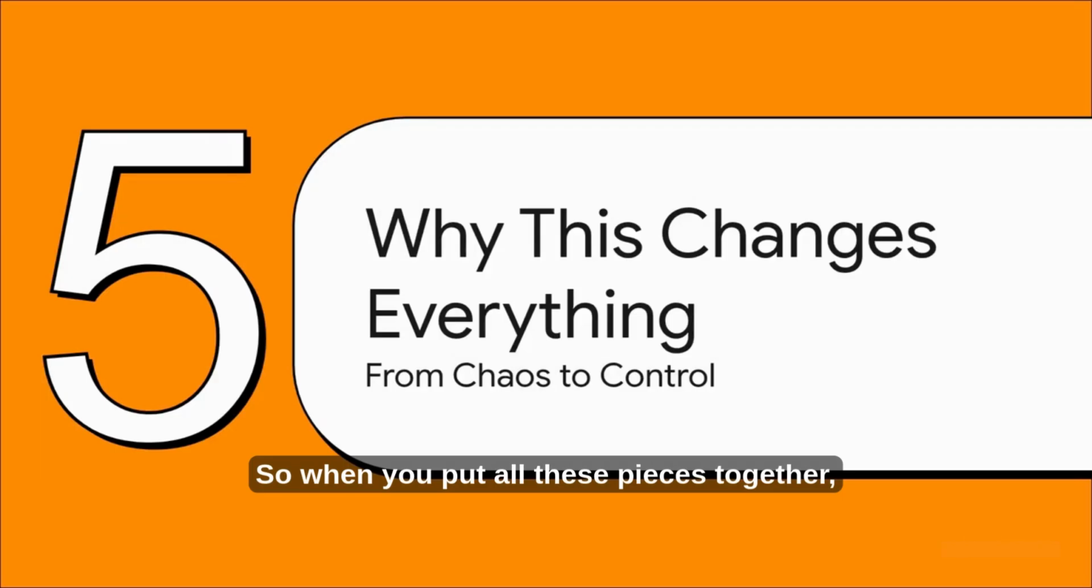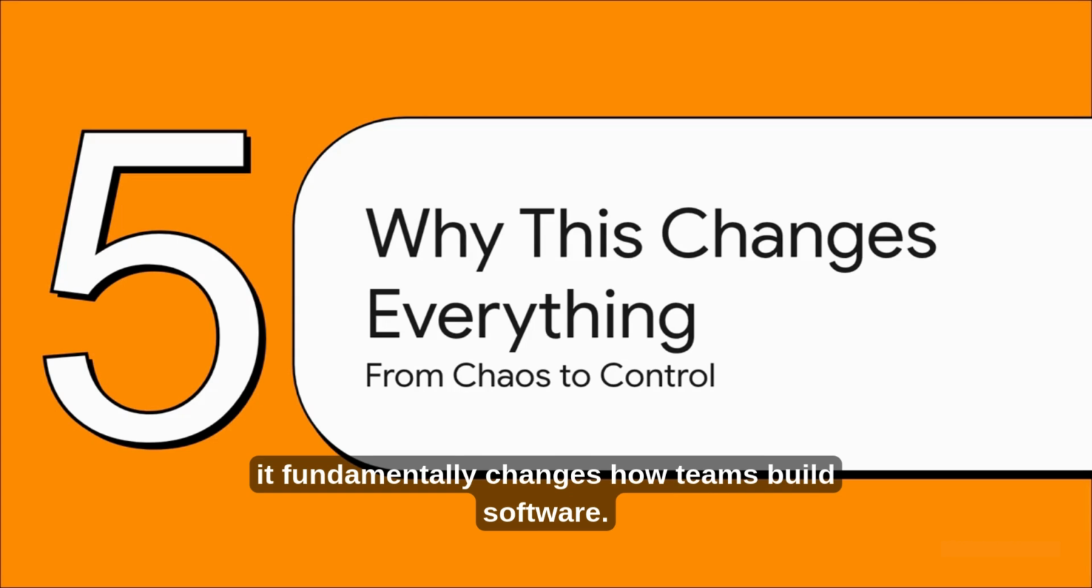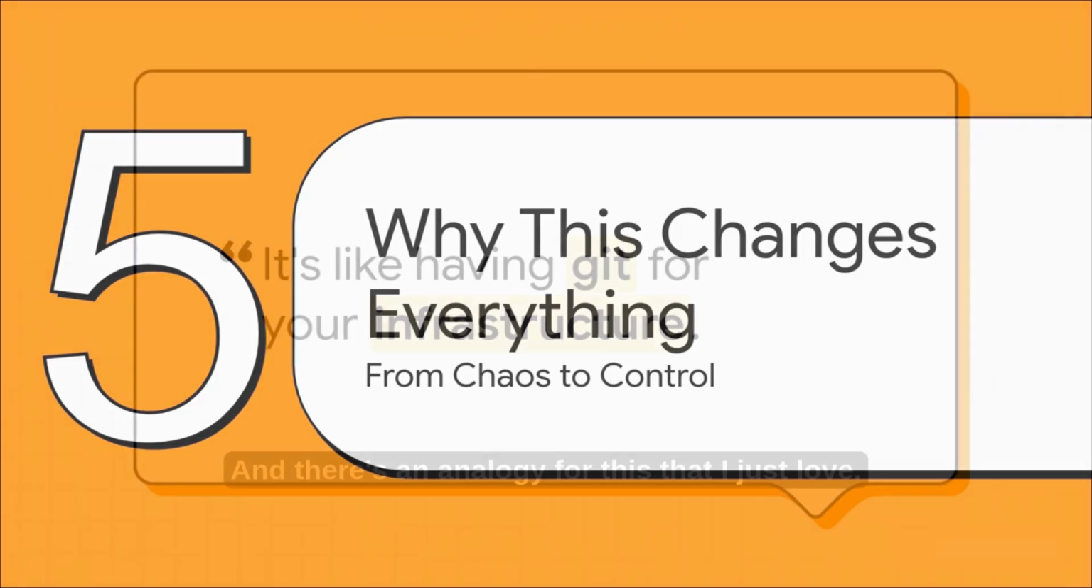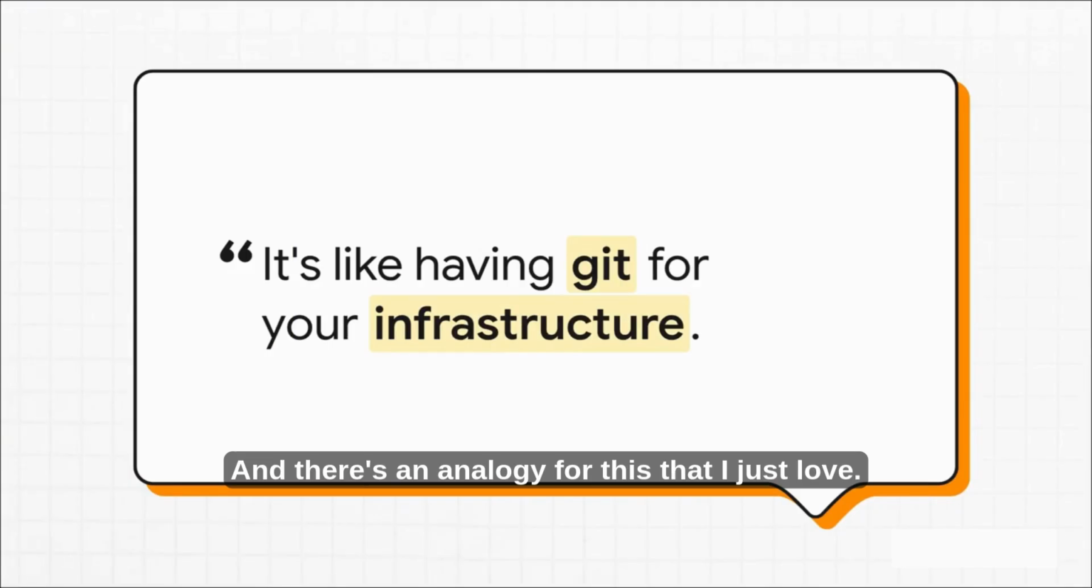So, when you put all these pieces together, the code, the plan and apply workflow, the state file, it's not just a small improvement. It fundamentally changes how teams build software. It solves every single one of those ClickOps problems we talked about at the beginning. And there's an analogy for this that I just love. It came straight out of that same Reddit thread. It's perfect. Using Terraform is like having Git for your infrastructure.